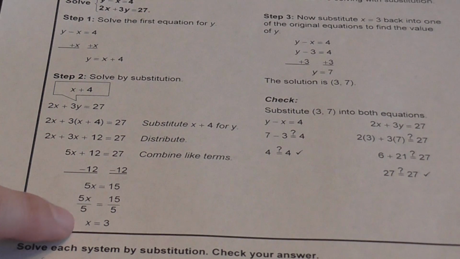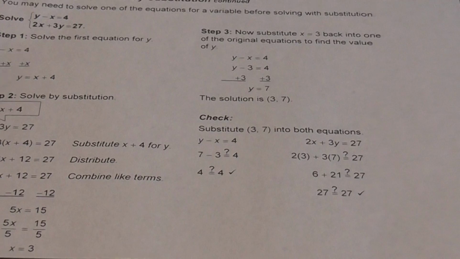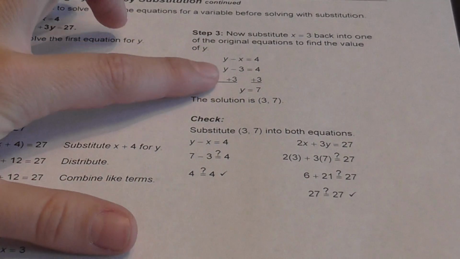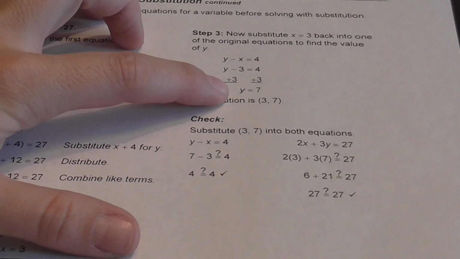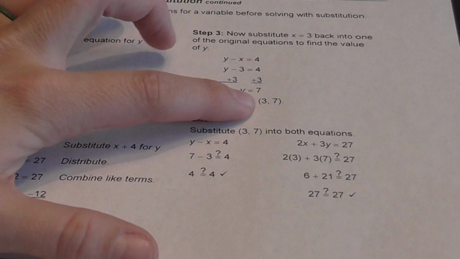Divide both sides by 5 and you get that x equals 3. Going back, you plug it back in to see what that y value is. So plugging in the 3, you get y equals 7. So your solution is 3, 7.